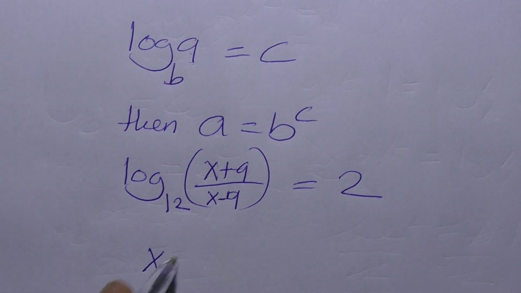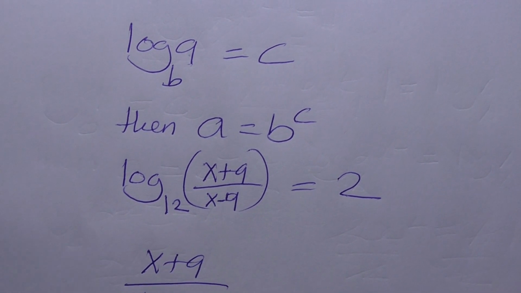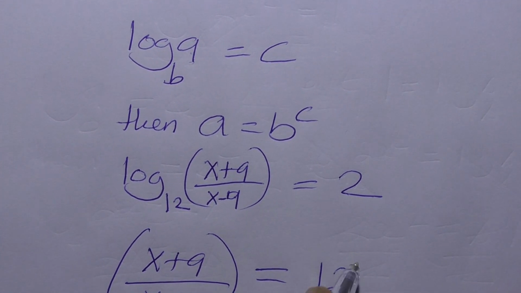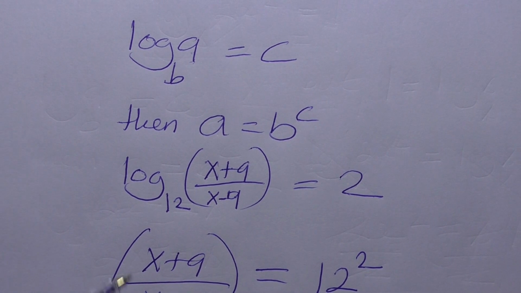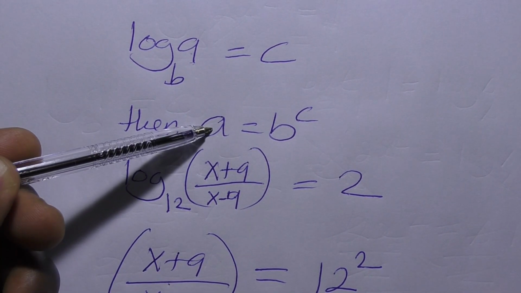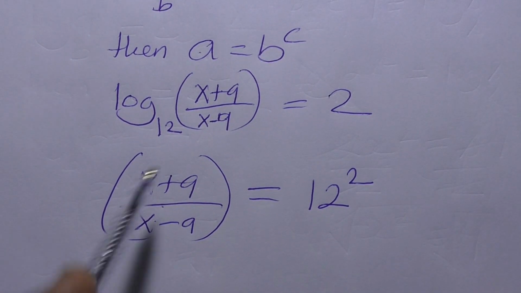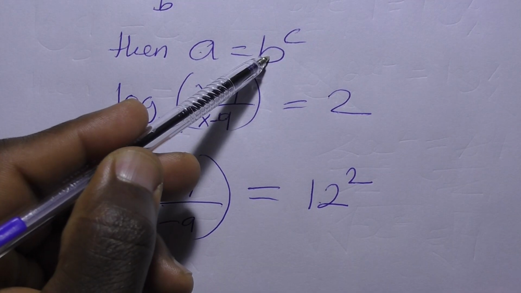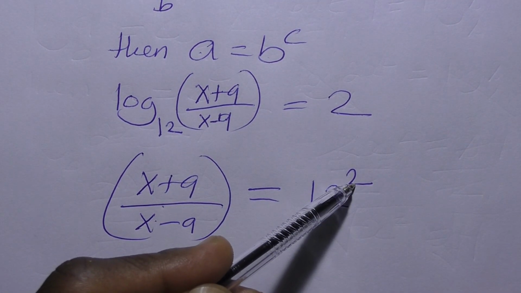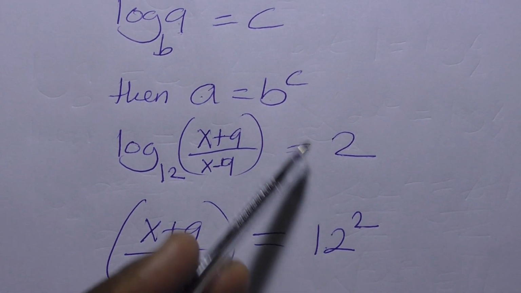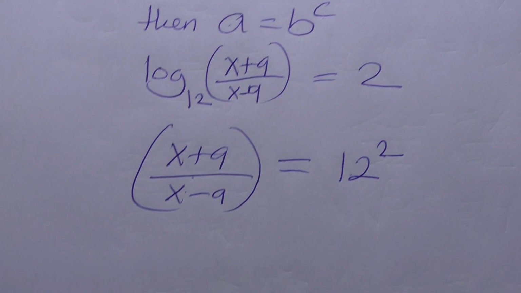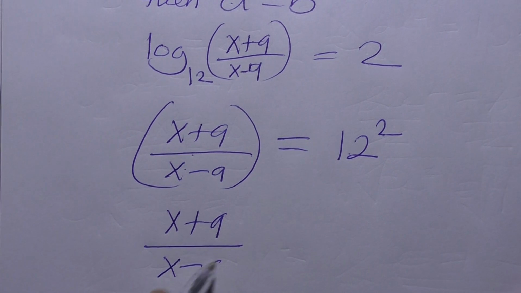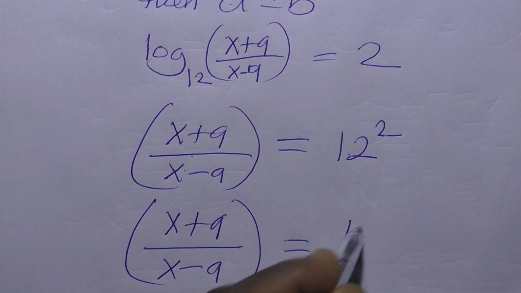That means that x plus 9 over x minus 9, which is our A, equals 12 squared. So this one is in the position of A. Then 12 is in the position of B, and 2 is in the position of C. We continue. This is the same as x plus 9 over x minus 9 equaling to 144.